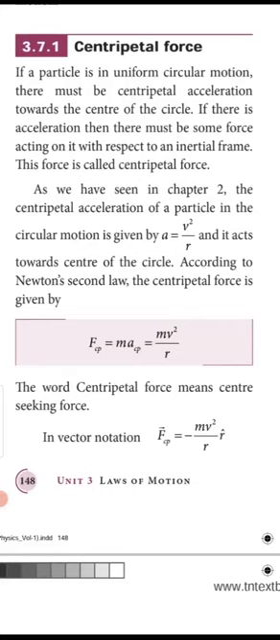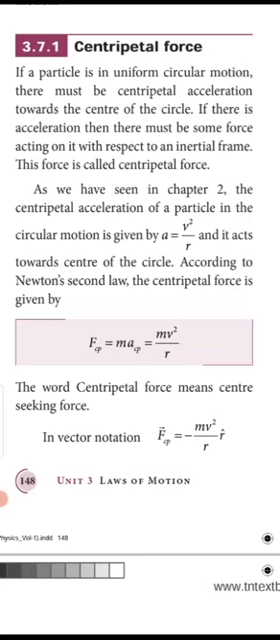If a particle is in uniform circular motion, there must be a centripetal acceleration towards the center of the circle. If there is an acceleration, we know that there must be a force, and that force is the centripetal force. You know the centripetal acceleration of a particle from chapter 2. For circular motion, a is equal to v square by r. It acts towards the center of the circle.